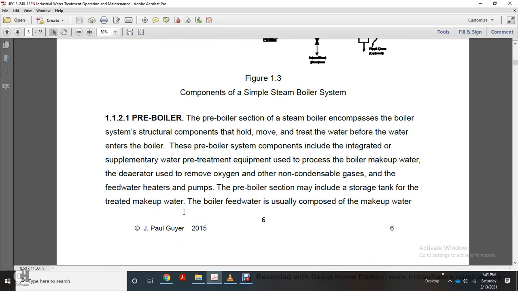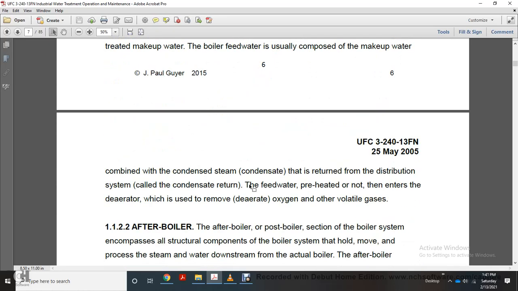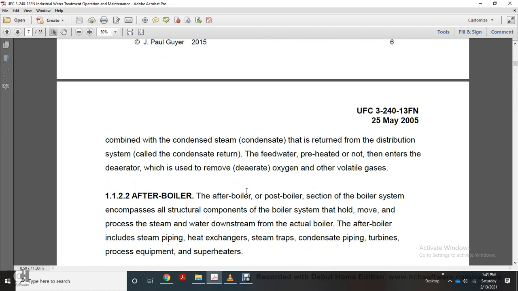Pre-boiler. The pre-boiler section of the steam boiler system encompasses the structural components of the boiler system that hold or move and treat the water before the water enters the boiler. Pre-boiler system components include integrated supplementary water pretreatment equipment used in processing boiler makeup water. The deaerator is used to remove oxygen and non-condensable gases. The feed water heaters and pumps of the pre-boiler section may include a storage tank of treated backup makeup water. Boiler feed water is usually composed of makeup water combined with condensed steam, the condensate, returned through the distribution system, which they call the condensate return. The feed water is preheated in the deaerator, which removes oxygen and volatile gases.